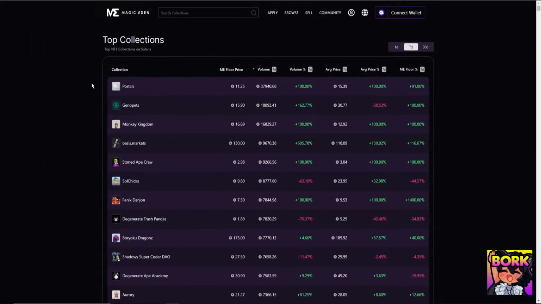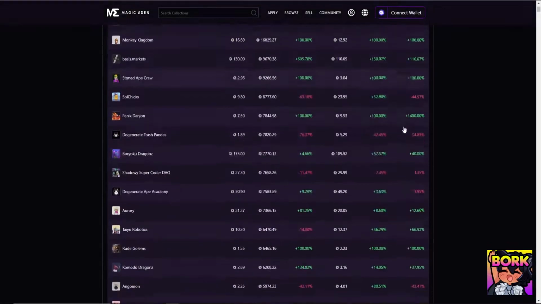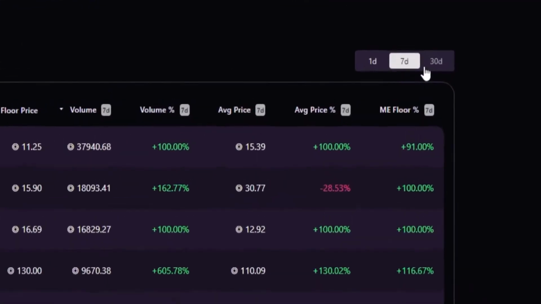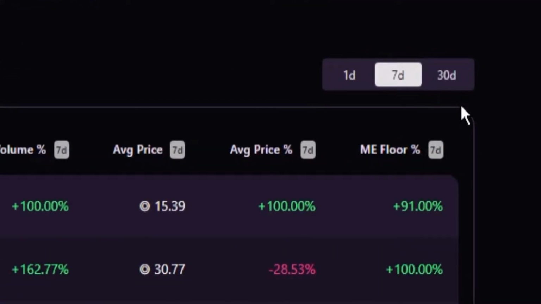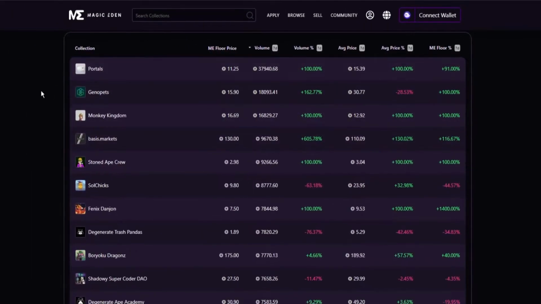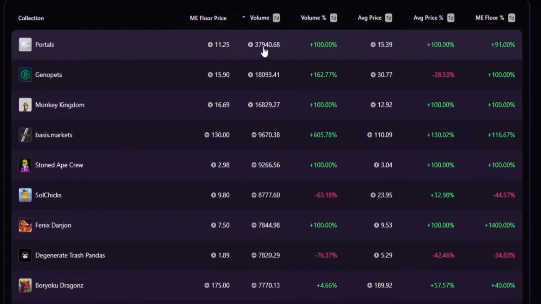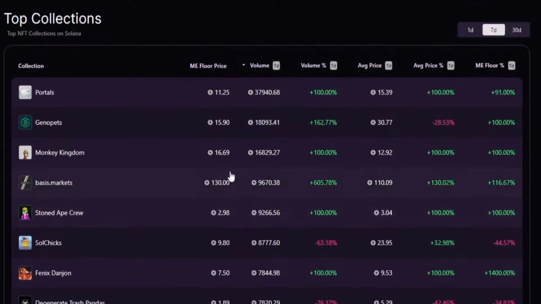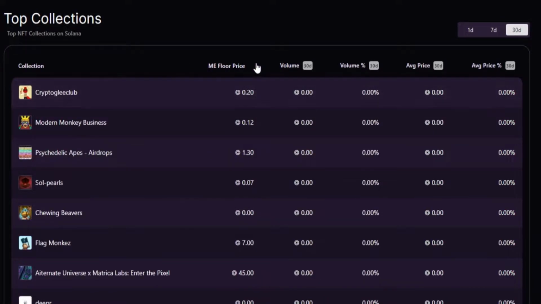And then I like to look at Magic Eden to check some of the volume based off of the 1 day, the 7 day, or the 30 day. It's really important to see, for example, Portals is number one. They're doing the most volume right now. We'll talk about it a little bit later. You can see their floor price is at 11.25. That's not important. I'm really looking for the demand. Where is everyone's eyes on?